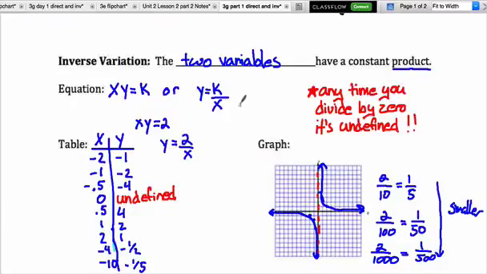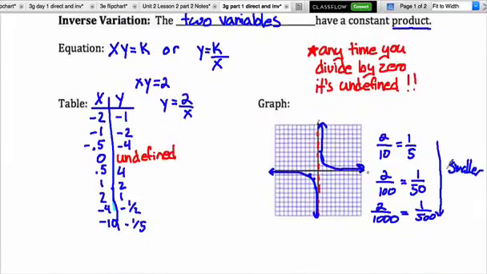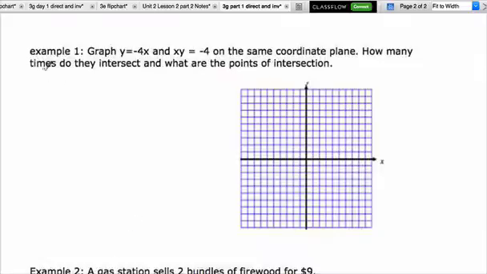Okay, so every time you have an x in the denominator, this is what you're going to end up with. Okay, this is an inverse variation, and it looks like this. It looks like these little curves that are going the opposite direction like that. Okay, so now we need to graph these two equations.